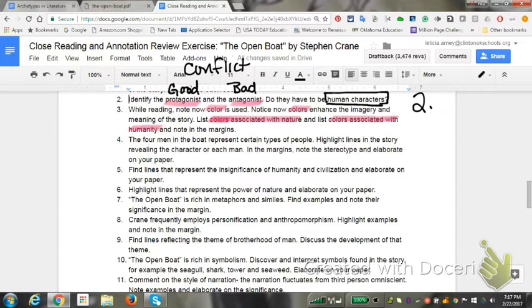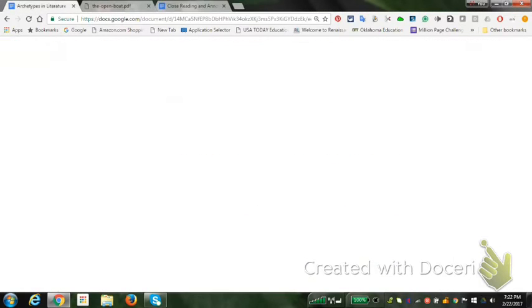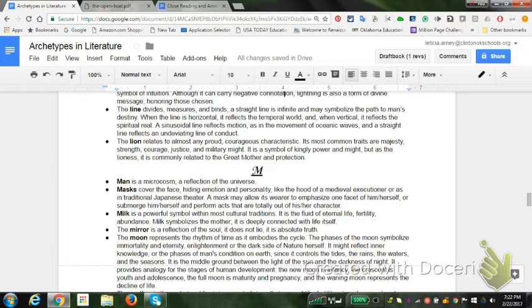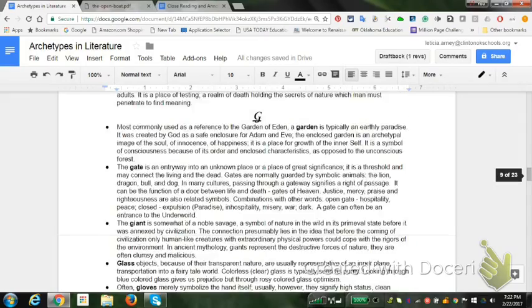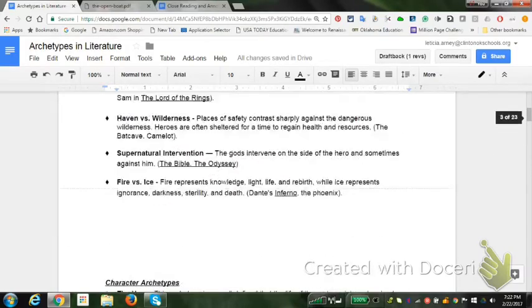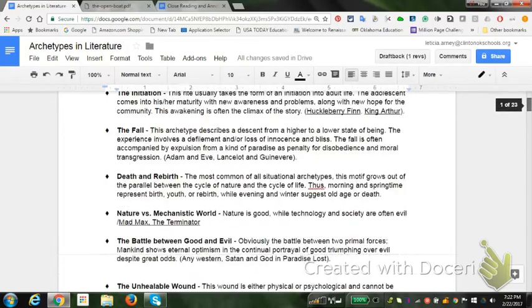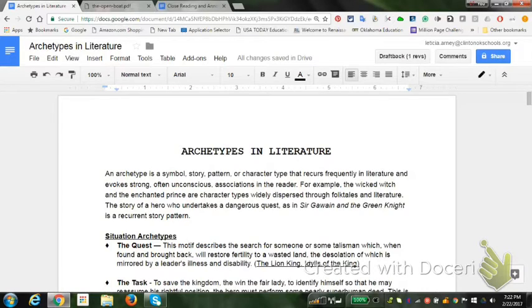I'm going to show you what I'm talking about here. I've given you an archetype in literature. This is Archetypes in Literature. This is what it looks like when you very first open it. Hang on a minute, I've got to scroll all the way up. There are 23 pages of this baby. Be glad you're not having to read this one, right? All you're having to do is look for the dark words.